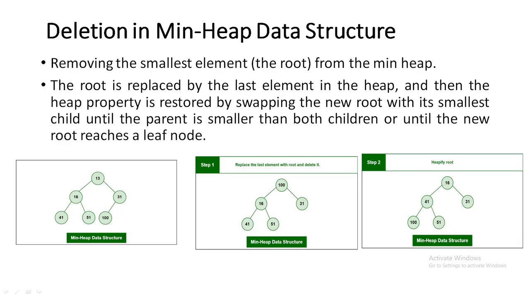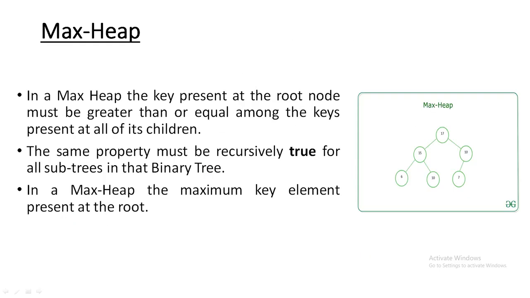For example, here 13 is deleted, and 100 is replaced with that 13, but 100 is not the minimum. So comparing 16 and 31, 16 is the minimum, 16 is replaced there, and 100 is in the place of 16. But once again, that 100 is not the minimum. Comparing 41 and 51, 41 is the minimum. So 100 is in the place of 41 and 41 in the place of 100. This is the final heap structure.